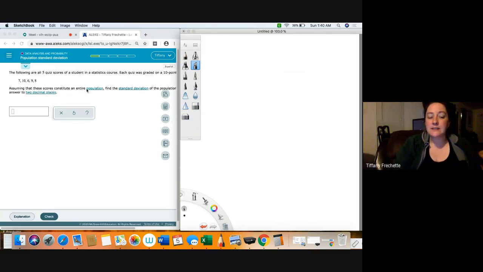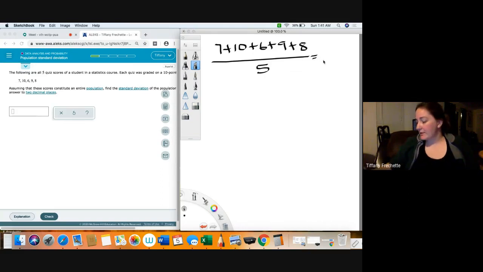And they're telling us that this constitutes an entire population, meaning that it's a good sample. So it's a good range of numbers. It's pretty common range of numbers, I'll say it that way. 6 plus 9 plus 8. All right, so our first step is to add all of these numbers together and then divide by 5 since we have 5 quizzes. So we have 7 plus 10 plus 6 plus 9 plus 8.